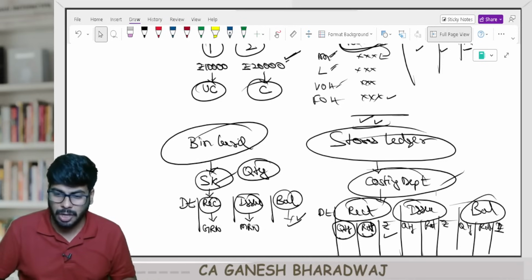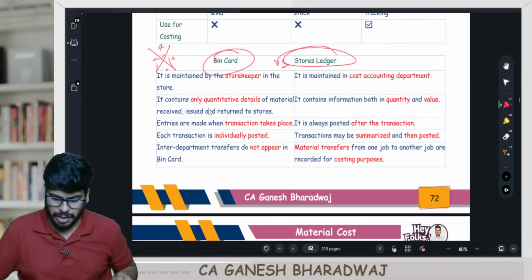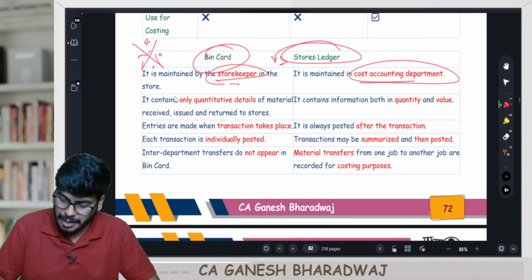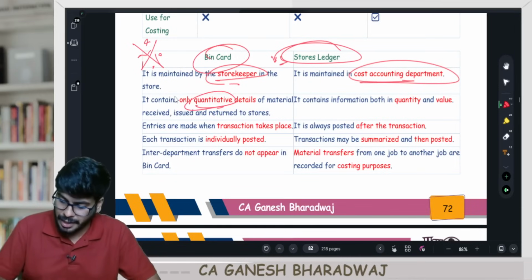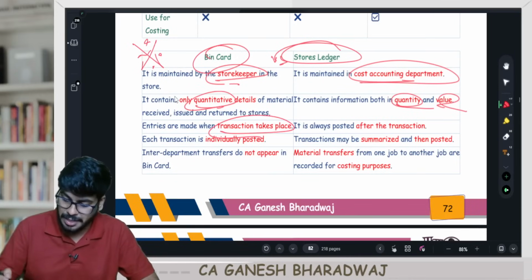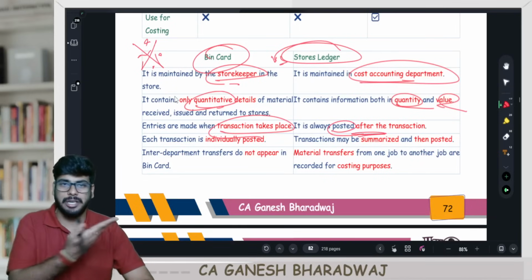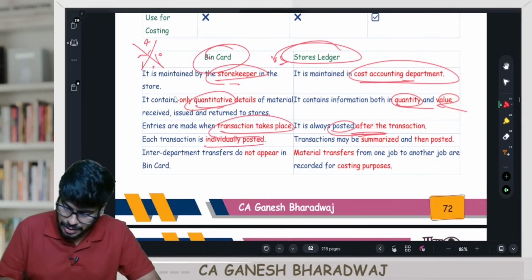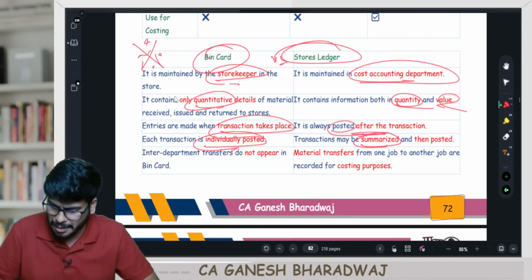Clear with this, guys? So now with this knowledge, you can write any fair 4 or 5 points. Bin card maintained by the storekeeper, stores ledger maintained by the cost accounting department, right? Now bin card maintains only the quantity data. Here it contains both the quantity and value. Bin card entries are made when the transaction takes place. Now stores ledger is always posted after the transaction. Obviously, only after the transaction happens, they will be able to post it. Next, in each bin card, each transaction is individually posted. Now, in your stores ledger, transactions may be summarized and then posted.